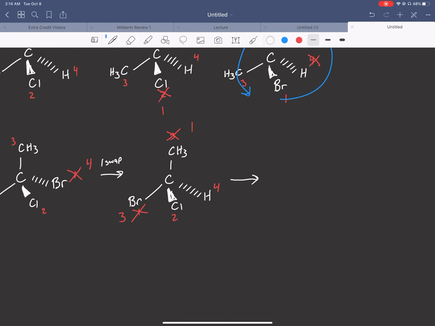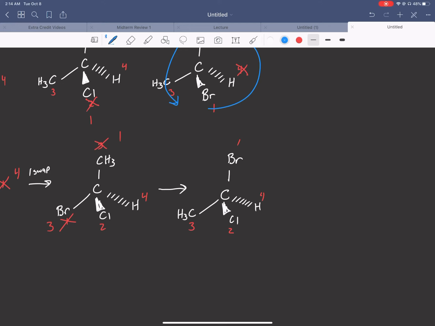Okay, so let's redraw now. Carbon, the H was here, we didn't touch it. The chlorine also wasn't touched. Now we have our methyl there, and our bromine goes there. So now let's renumber our priority groups. 1, 2, 3, 4. Now our lowest priority group is dashed, so remember, we can cross that out, and now we can draw our arc. 1 to 2 to 3, clockwise, so it's going to be R.